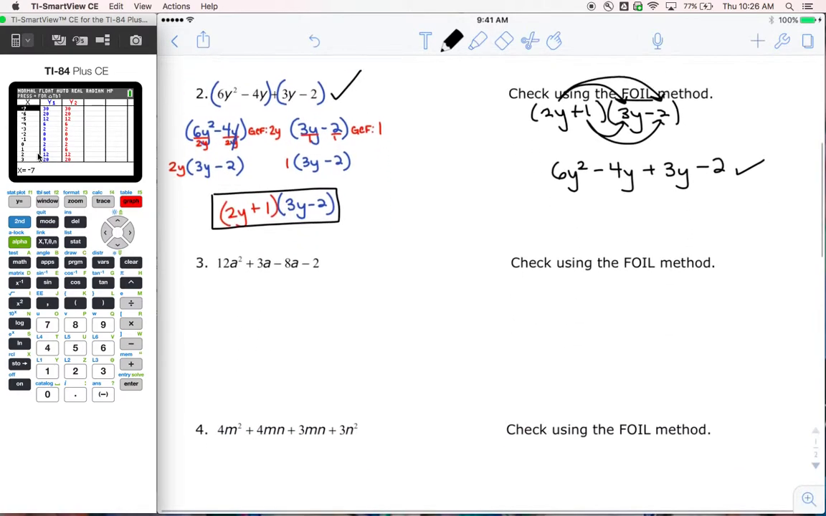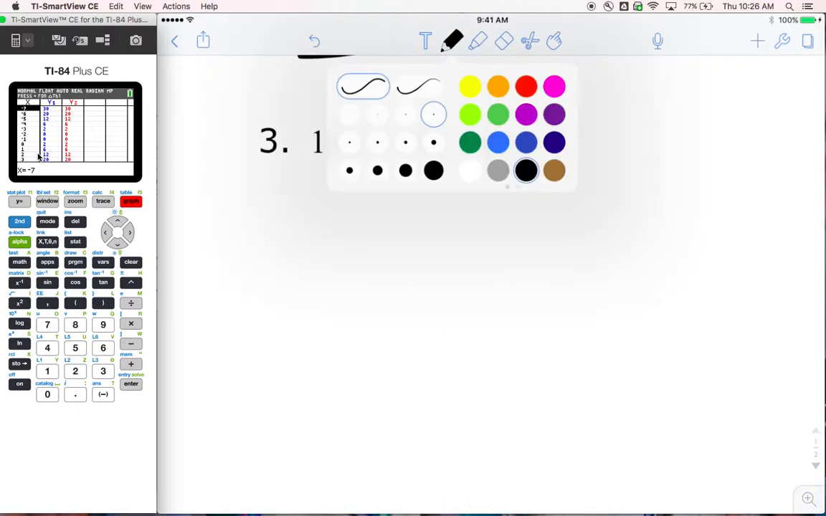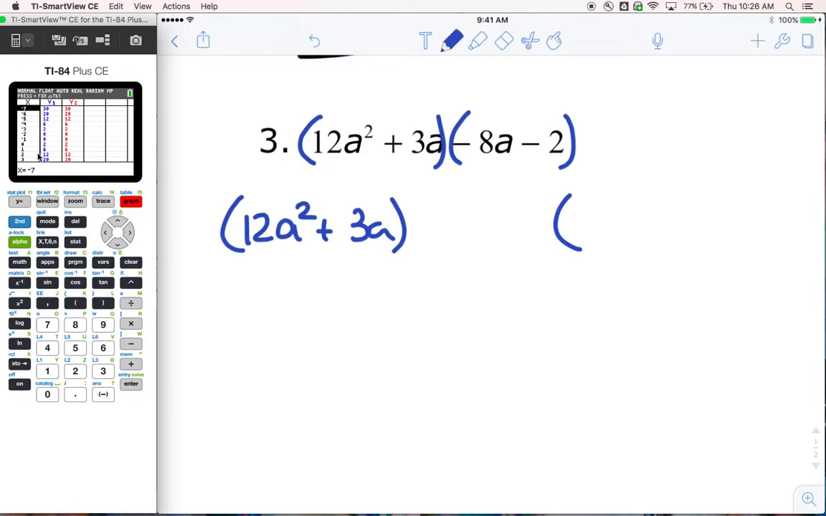Let's look at the next problem. Here we go. All right, first things first, do we remember? Create 2 groups. So we got this group and we got this group. If the negative is right there, make sure you include it, okay? So my first group is 12a squared plus 3a. My next group is negative 8a minus 2. This is a really easy mistake to make. Make sure you keep the negative in your group.